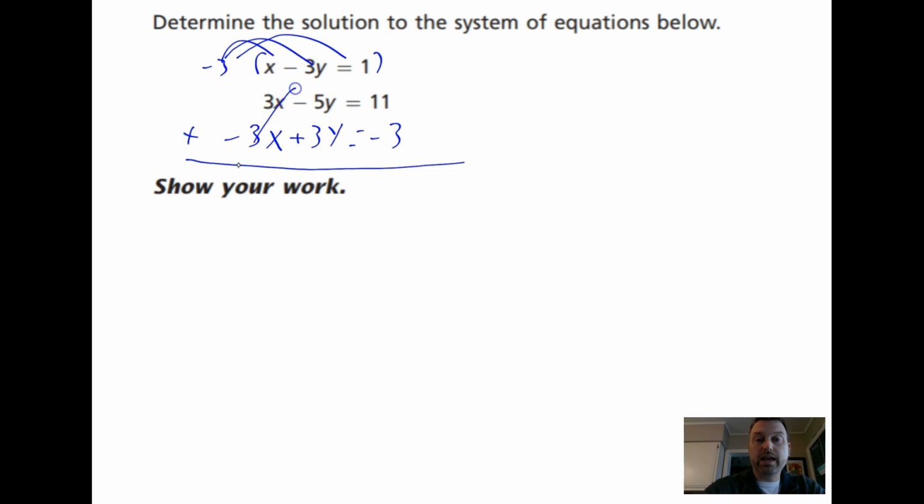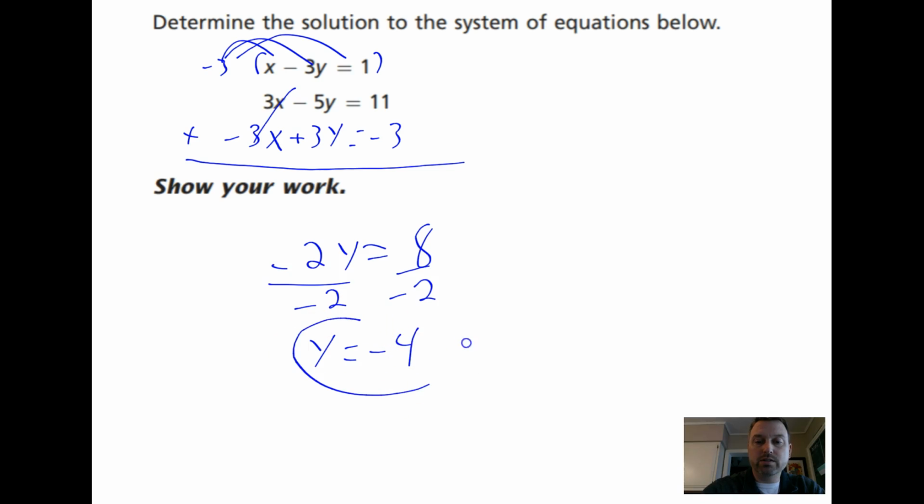Clearly the x's cancel. 3x take away 3x is 0. It's not just x, they're gone, it's just 0. Now combine the y's. Negative 5y plus 3y is negative 2y. And 11 take away 3 is 8. Divide by negative 2 on both sides, and without a whole lot of work, y ends up being negative 4.